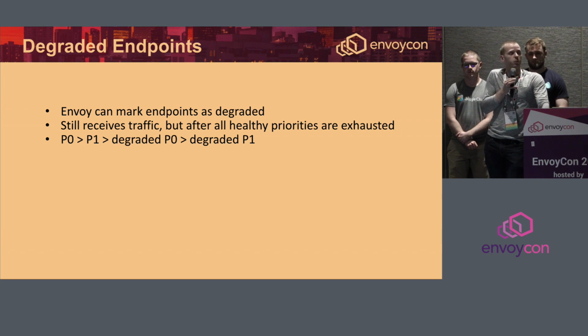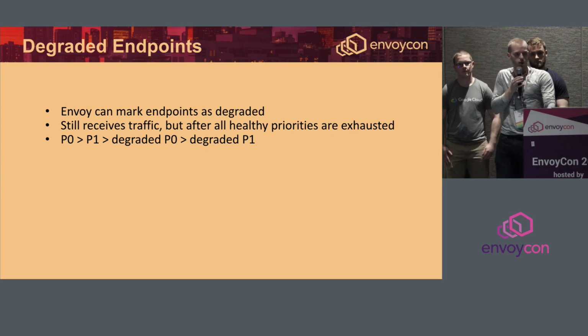So with that, we have a bunch of components around priorities and localities. Let's see how this is used in practice in Istio and with Square.